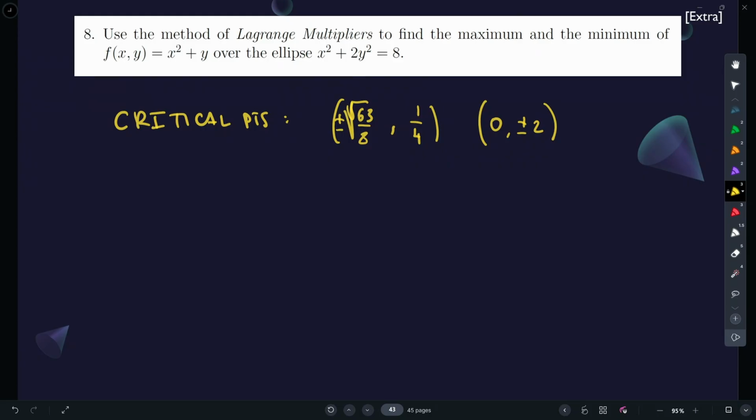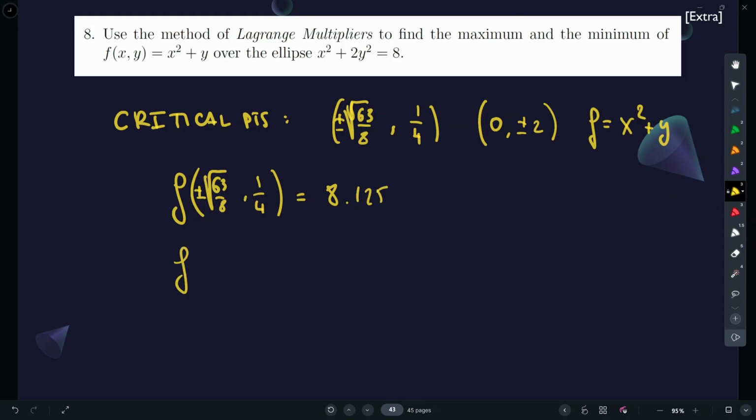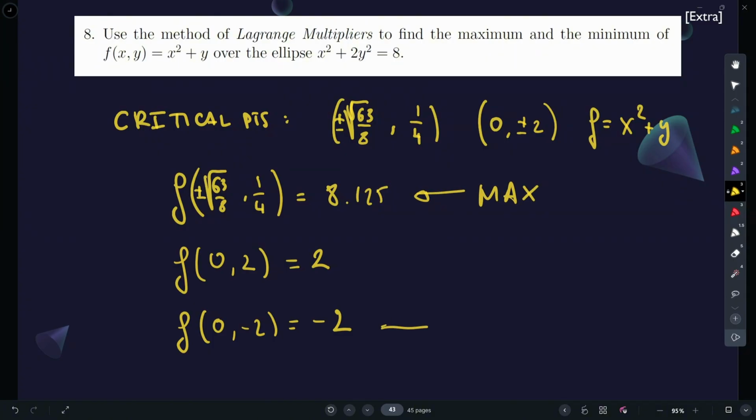So now you just evaluate. The function itself was, it's right there. It's x squared plus y. So for this one, because the value of y is fixed and x is squared, I do get the same value of 8.125, but I have to be careful with 0, 2. If you evaluate the function at 0, 2, you get 2. But if you evaluate at 0, minus 2, you get minus 2. So this is the maximum value, and this is the minimum value.